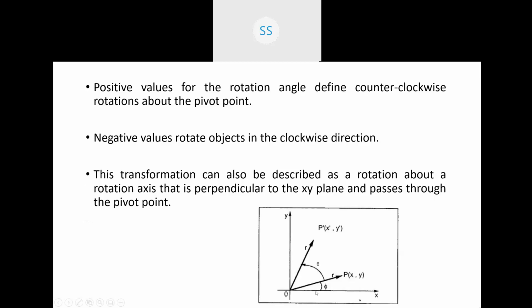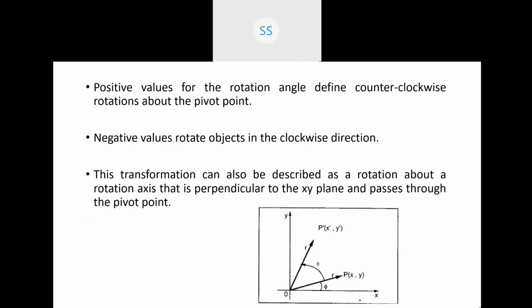Now the theta value that we were talking about can take two types of values. It can take positive values as well as negative values. When theta takes a positive value, you should remember that I'm trying to move my point in an anti-clockwise direction. And when I want my rotation in a clockwise direction, the theta value has to be a negative value.